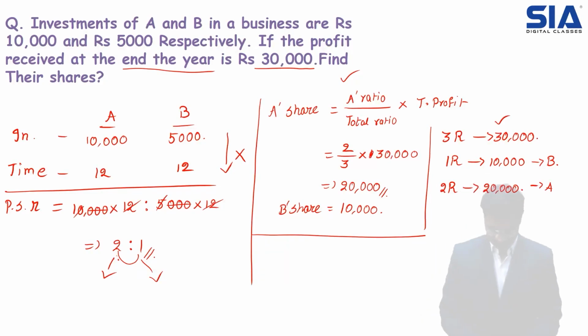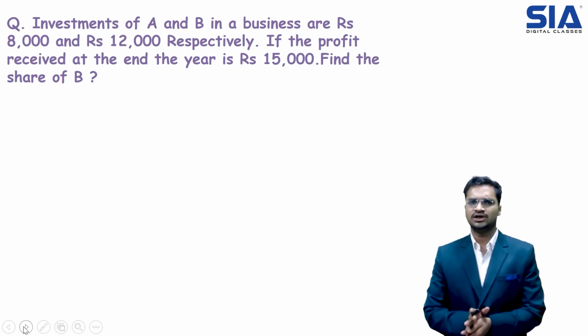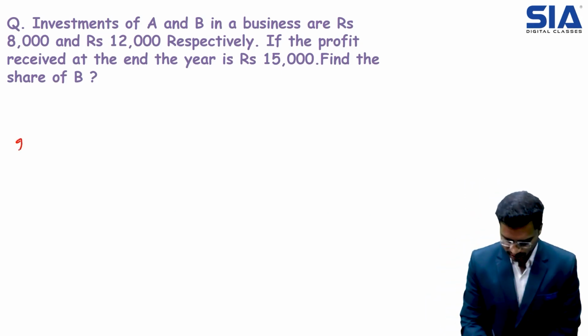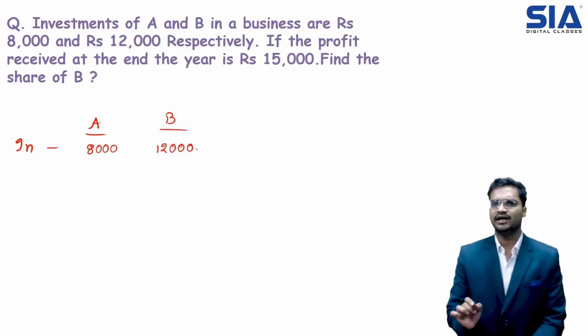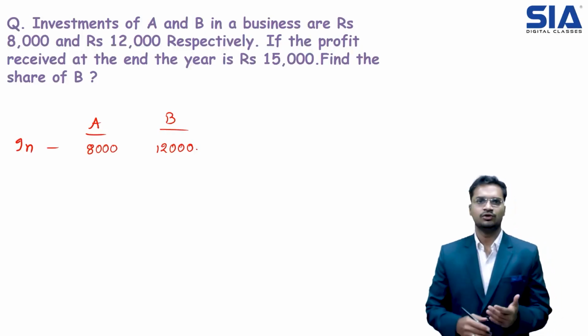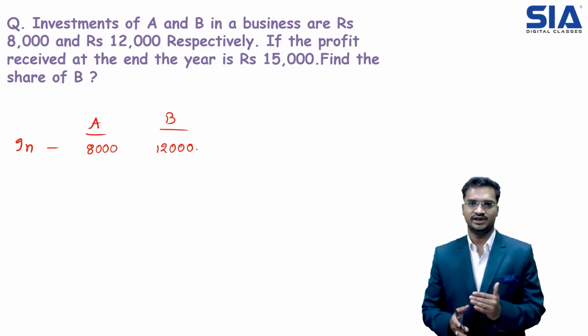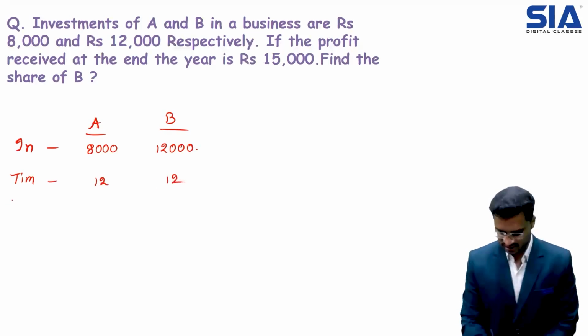Now coming to the next question, which says investments of A and B in a business are rupees 8,000 and 12,000 respectively. Let us write investments of A and B are 8,000 and 12,000 respectively, and the profit received at the end of the year is 15,000. Here the time period is not given, so we have to consider that A and B have stayed in the business for an entire year. So the time periods for A and B are 12 months and 12 months respectively.